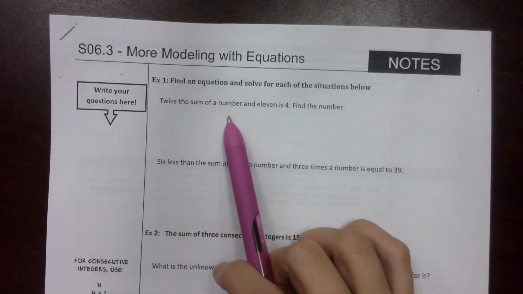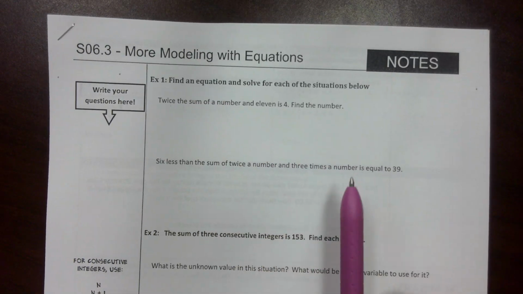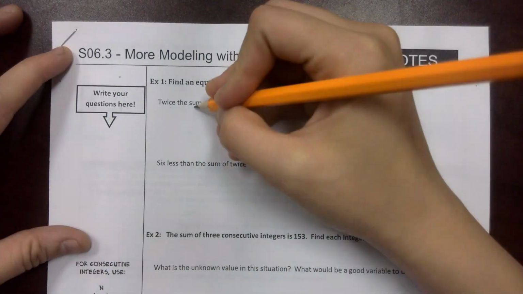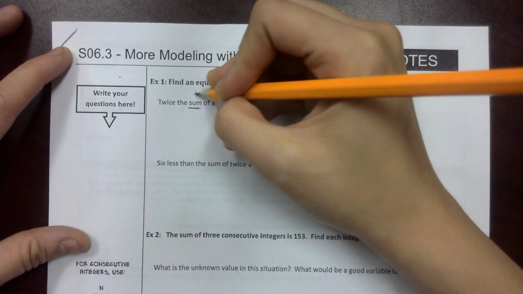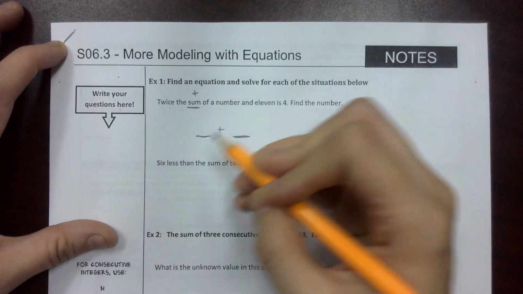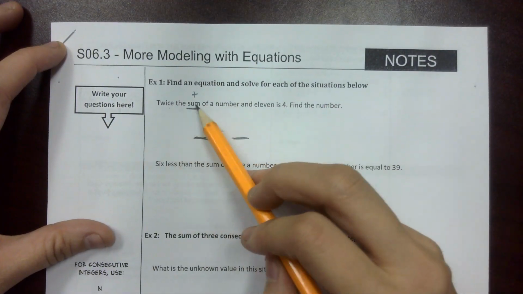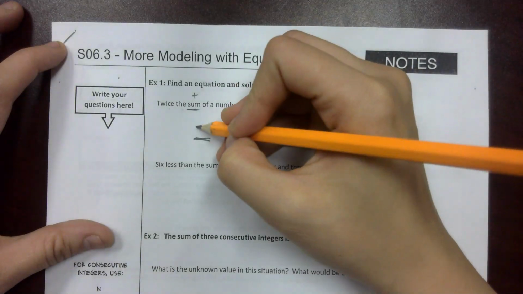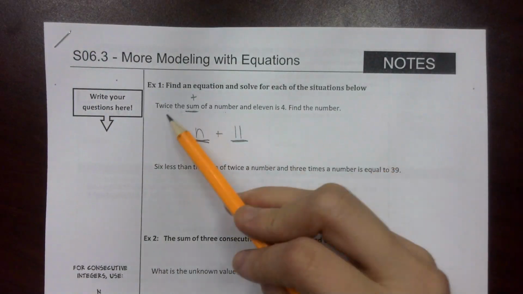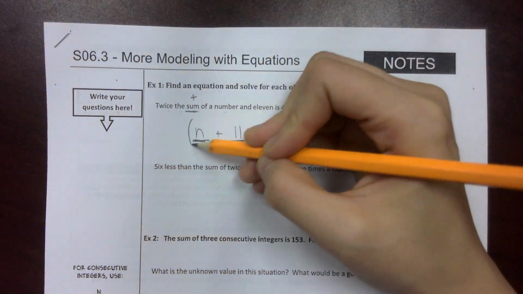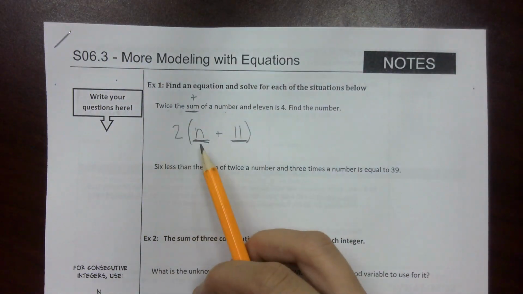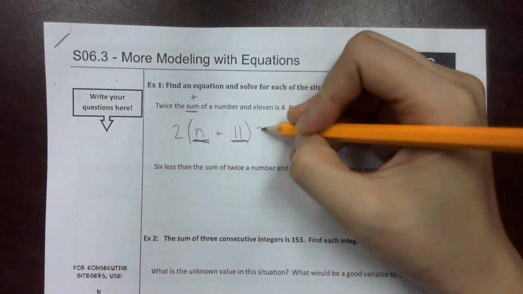Twice the sum of a number and 11 is 4. Find the number. So there's certain keywords that you want to find, right? Like sum means add. So we're summing two things. And the two things that we are adding together are a number and 11. So we could do n and 11. And we need twice the sum of that. So we're going to put this whole thing in parentheses and put a 2 there. So twice the sum of a number and 11 is 4.